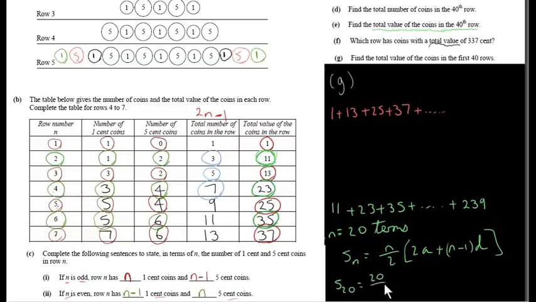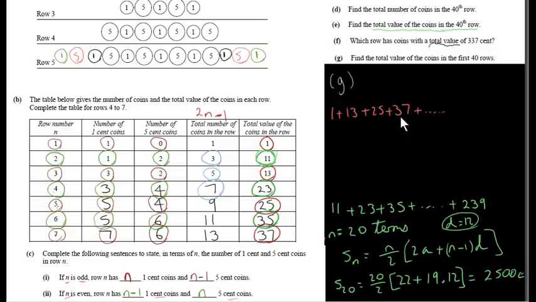So 20 divided by 2 into 2 times a. Well, a is the first term, which is 11. 2 11s are 22, plus n minus 1, which is 20 minus 1, which is 19, times the common difference. D here is 12. We get the value 2,500 cents.